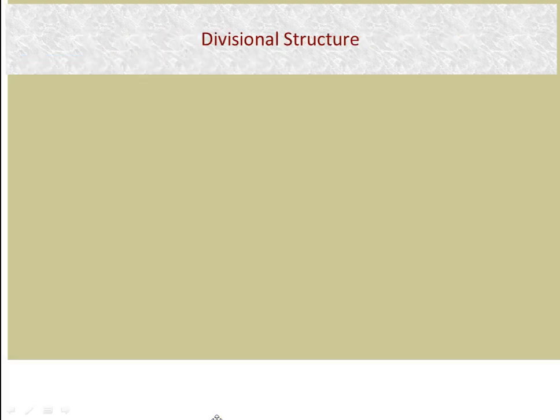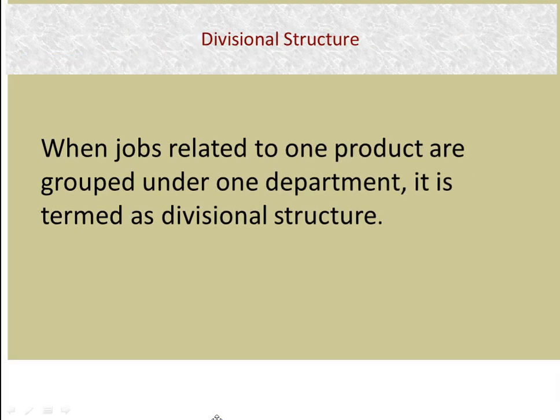So next one is the divisional structure. What does divisional structure mean? When jobs related to one product are grouped under one department, it is termed a divisional structure. All activities, planning, organizing, staffing, directing, all those functions are performed by the one department. For one particular product, production, planning and sales, marketing, etc., all those things are done under the one department.